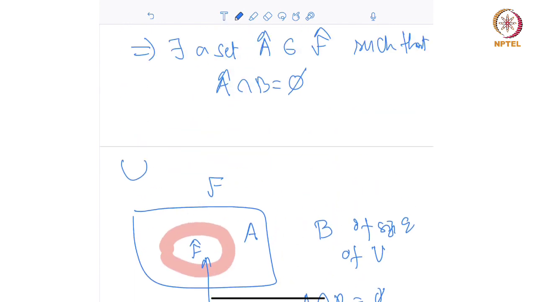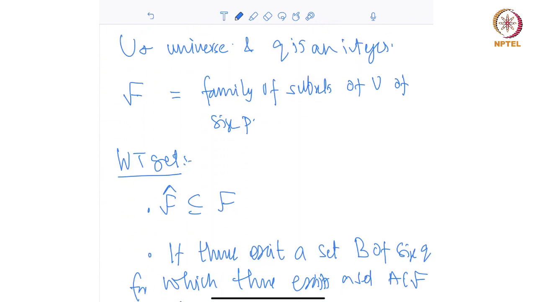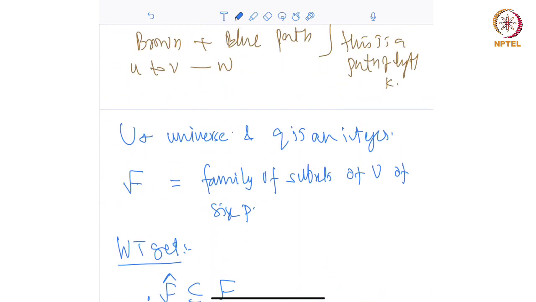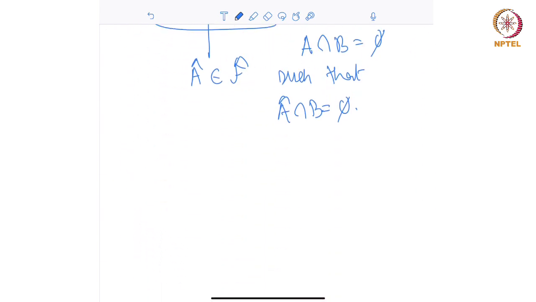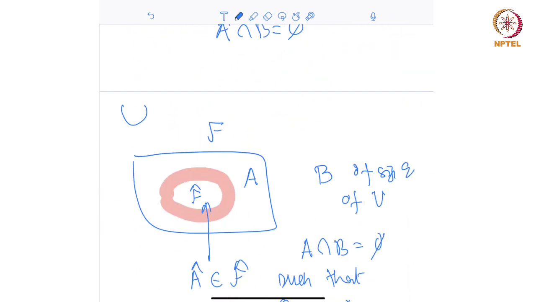The reason I put it into this setting is that this is the same kind of situation which our path problem was motivating. In the path case, U would be equal to V of G, the vertex set, and PPUV would be our family F, and Q would be K minus P. That's it.